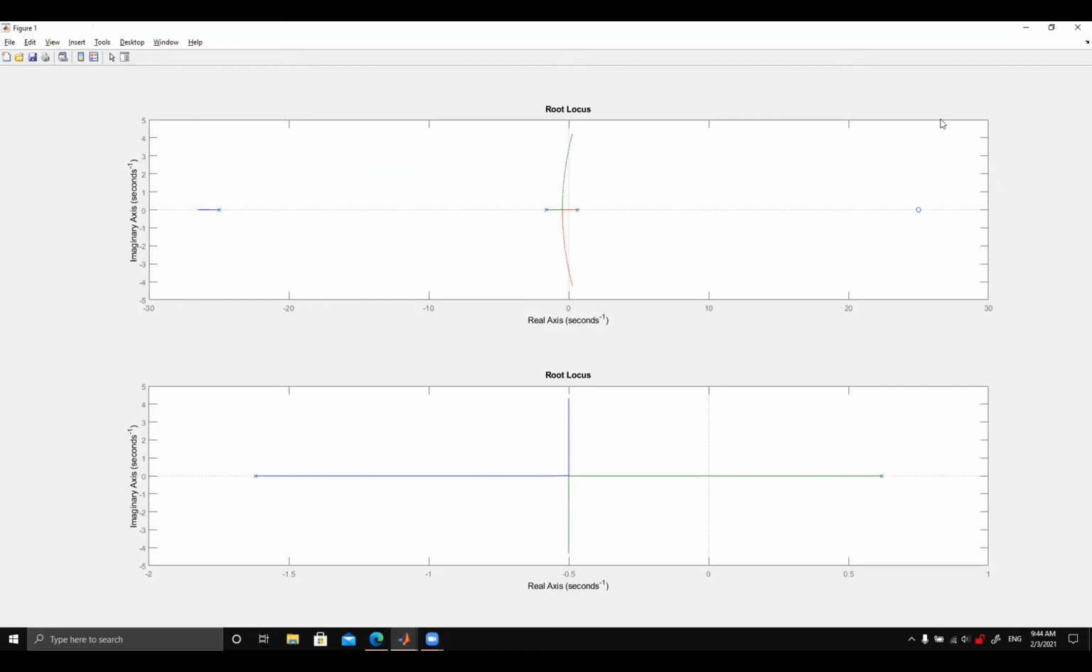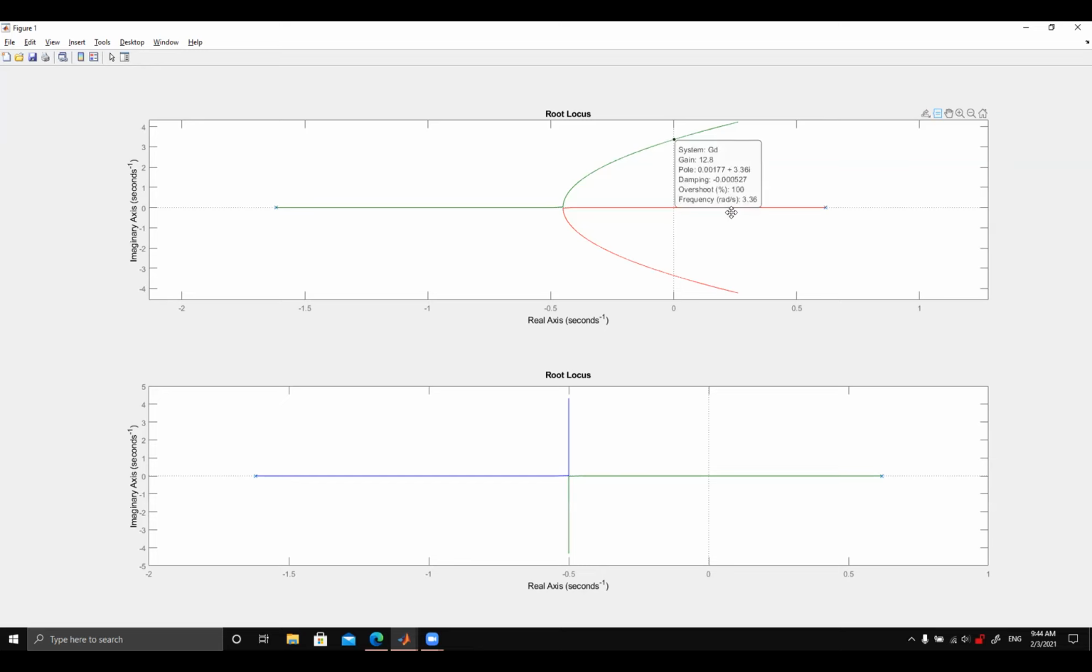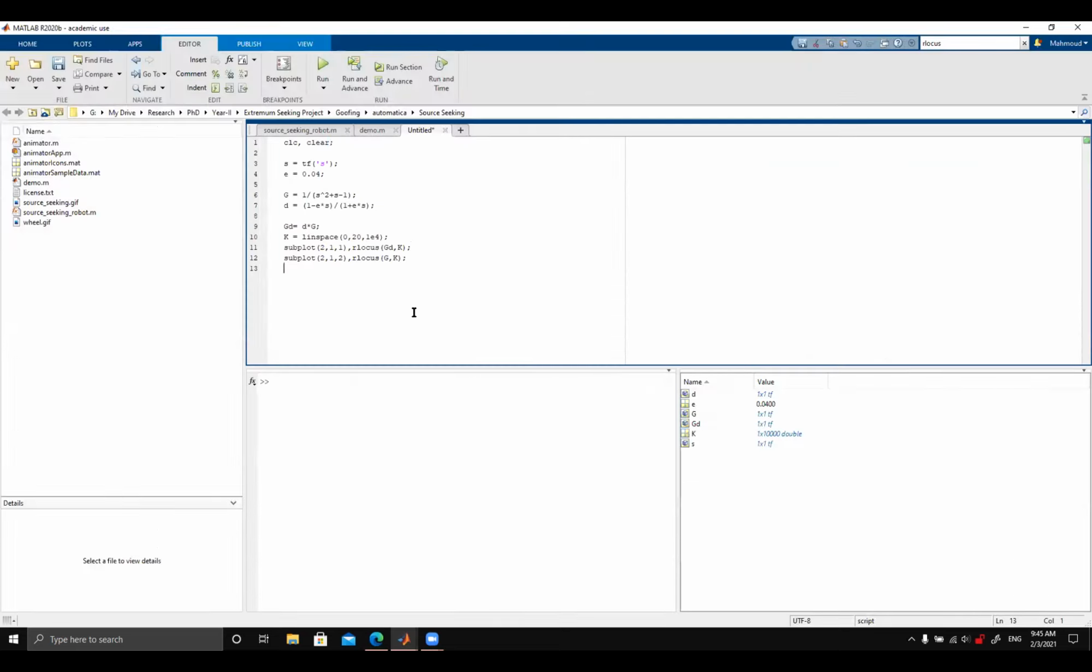So let's try to zoom a little bit here again and look at this point. We see that the gain at which we get a j omega crossing is approximately 12.7. Okay. Now let's try to increase that delay a little bit, or not a little bit. Let's make it 0.08. Okay.